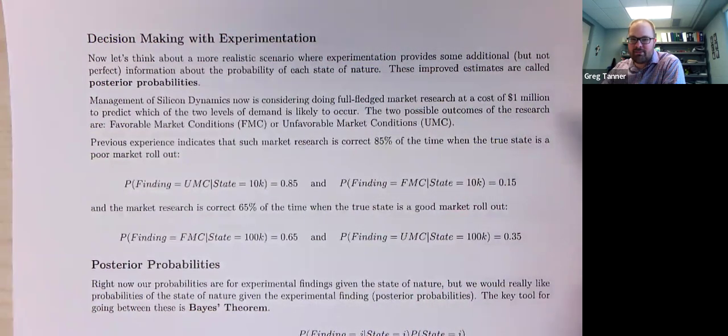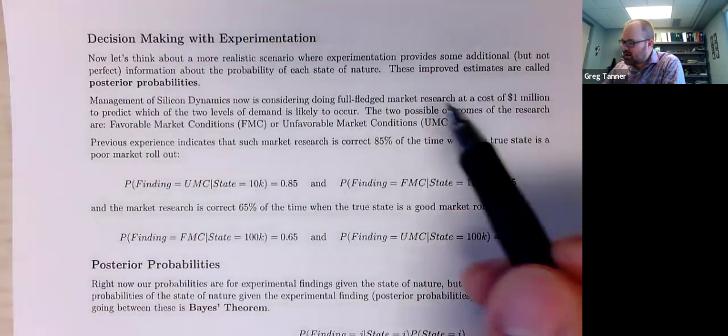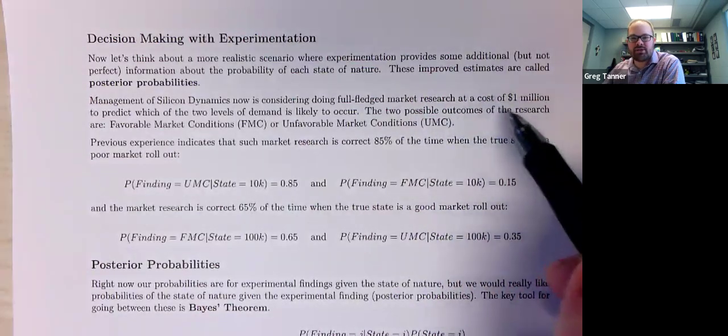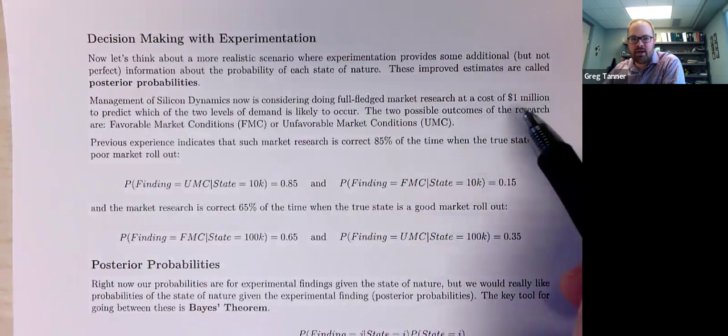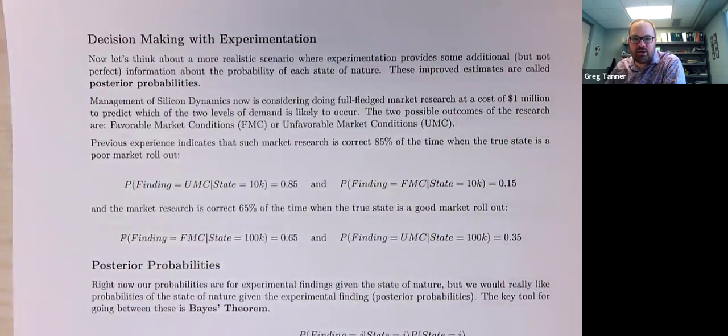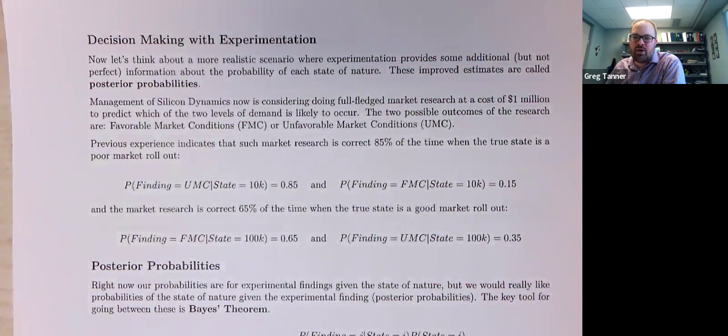So in this case, we're going to think of the management at Silicon Dynamics, the company, might hire someone to do market research for them. Okay, and so in this case, we're going to say that market research costs $1 million. And it can have two outcomes from that market research. Either the market research can come back and say favorable market conditions, or they can come back and say unfavorable market conditions, where favorable market conditions would be more predictive of selling 100,000 computers, whereas unfavorable market conditions would be somewhat predictive of selling only 10,000.